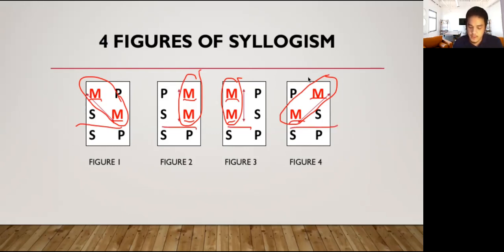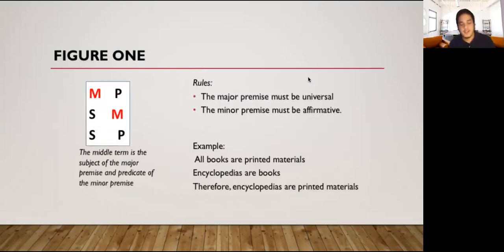Okay, let's go to figure 1. As we mentioned, in figure 1, you have the middle term as the subject in the major premise and the predicate in the minor premise. So in all figures, there are rules to be prescribed in order again to avoid the fallacy. Now, the first rule tells us that the major premise must be universal.